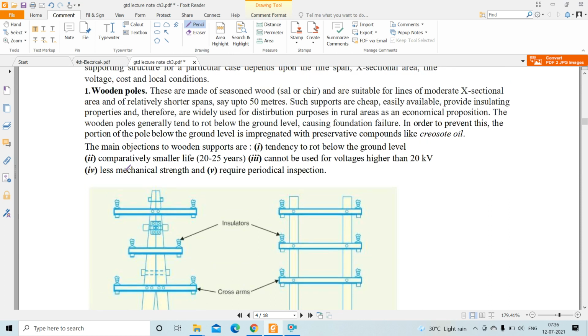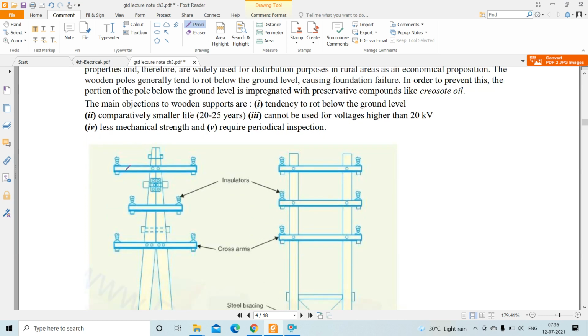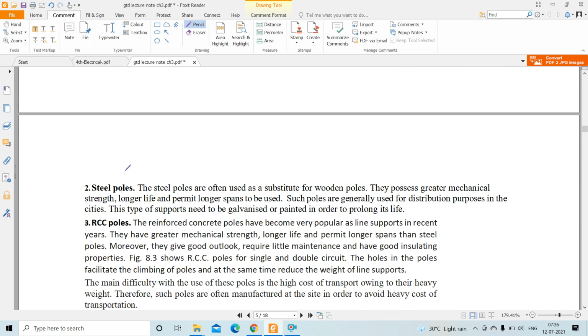You have to study all these, they are all theoretical parts. I just mentioned the key points for different types of supports. You just go through this video. So first line support is the wooden pole, and then next is the steel pole.